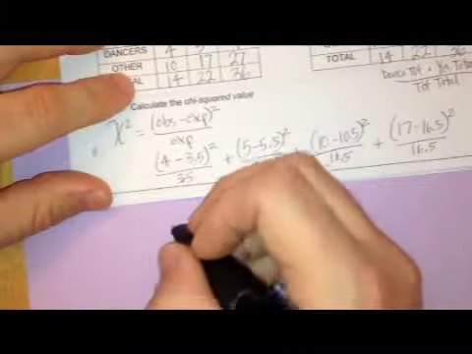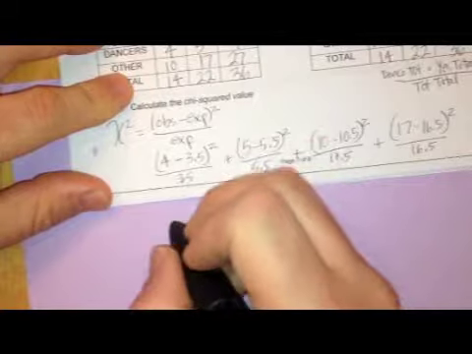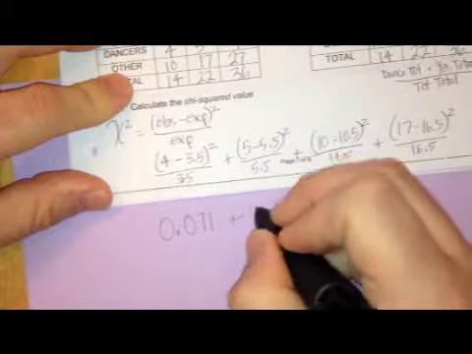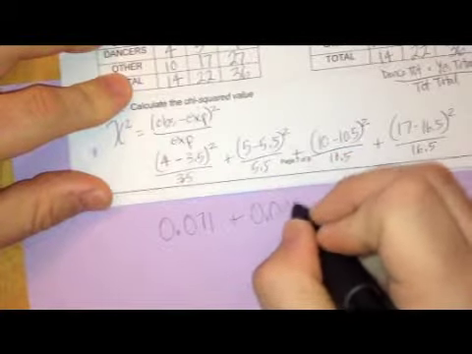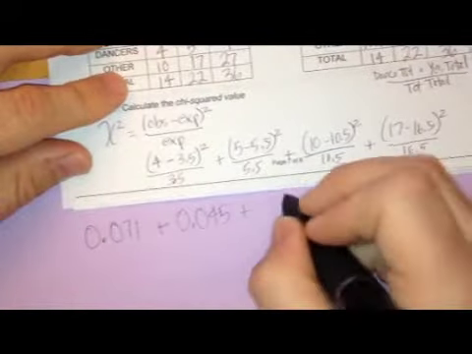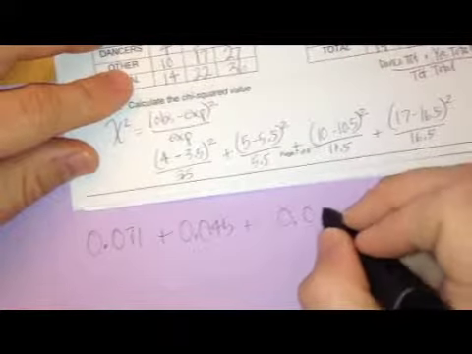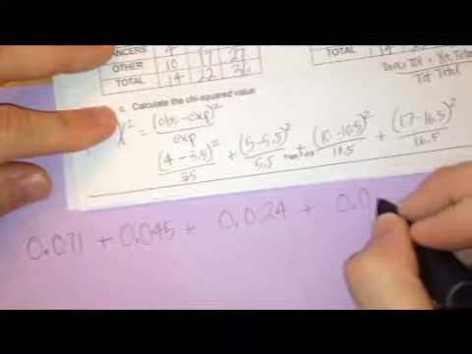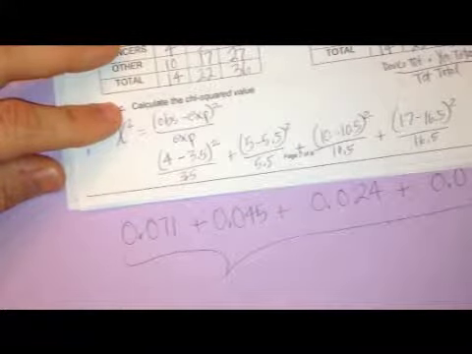This one, if I wrote it out, I'm running out of paper here, so let me write it out on a separate sheet of paper where I go 4 minus 3.5 squared. This is 0.071 plus 0.045 plus 0.024 plus 0.015. When I sum all of those together, I get my grand total for chi.